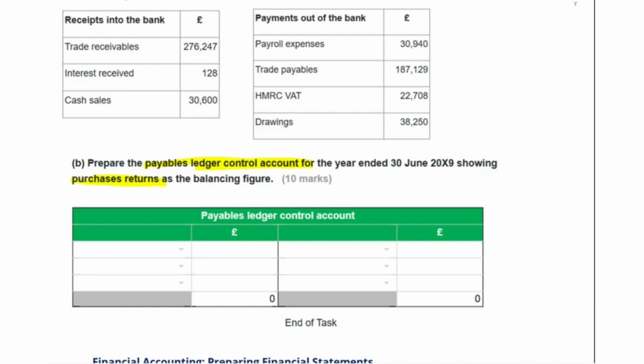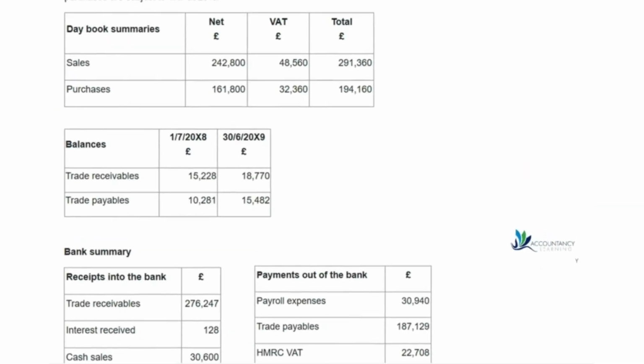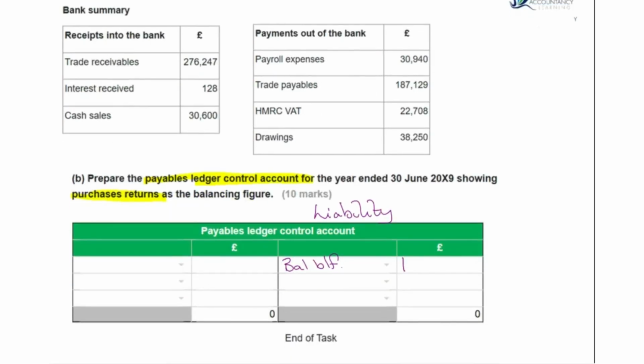So what is it we would put into the payables ledger control account? Well, first of all, we are going to start with a brought forward balance. That's going to be on the credit side. So remember, this is a liability account, so our balance brought forward will be on the credit side. Now, where do we get that figure from? We've got balances here. We've got trade payables, and at the start of the year, it was 10,281. So that's our starting figure.